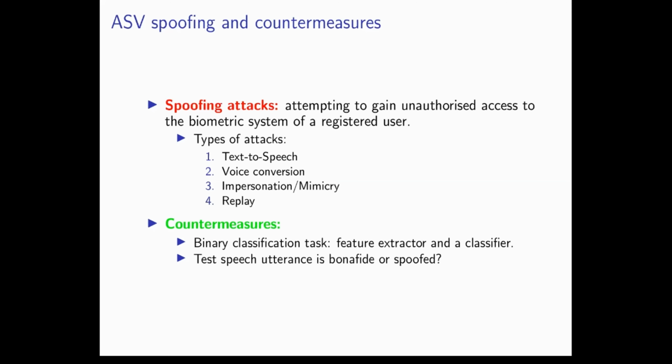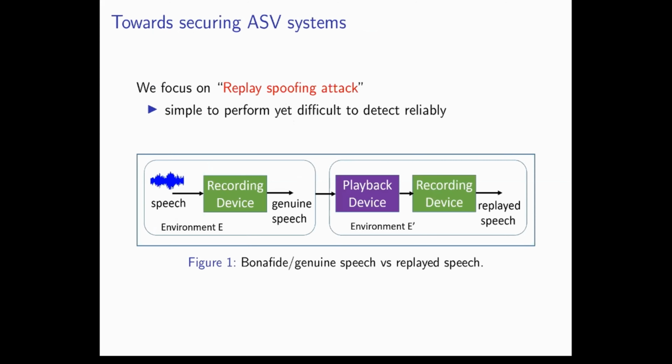Countermeasures are built to protect ASV systems from such attacks. As you can see, a countermeasure is essentially a binary classifier that aims at detecting whether the speech is bona fide speech or spoofed speech. In this work, we focused on replay spoofing attack for two main reasons. First, because of its simplicity. The attacker doesn't require any expertise in machine learning or speech technology. All that he would require is simply high-end devices.